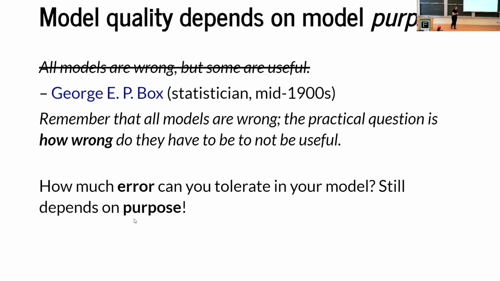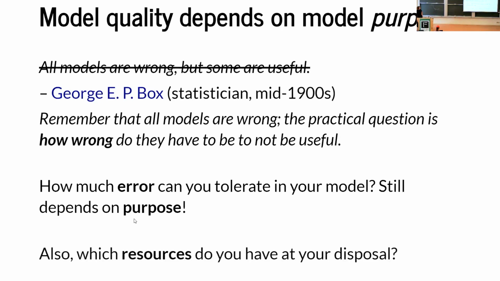There's a quote that's like, don't let perfect be the enemy of good. That really applies to models. If you just keep waiting and waiting to build the perfect thing, you're never going to do anything. So you have to be okay with being wrong, and you just have to know how wrong you are. That's also very important. The other thing that's really important is which resources do you have at your disposal, right? Do you have the data that you need to parameterize this beautiful, perfect model that you built? Are you sure that that data is good? Do you have the computing power to simulate it? Do you have the expertise, right?